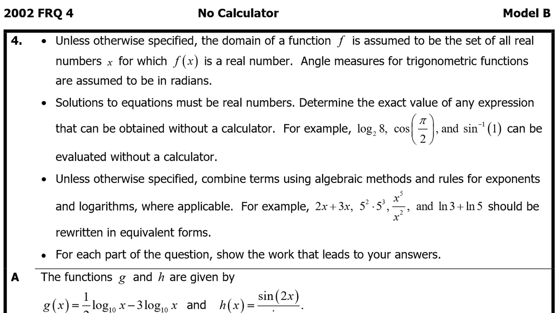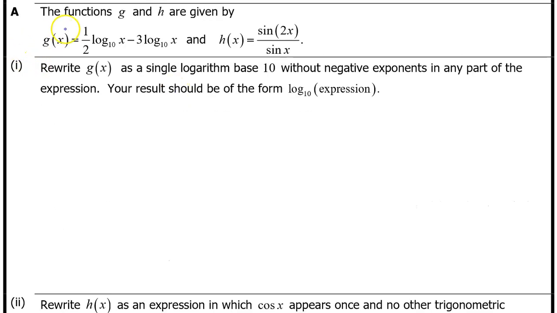Pause the screen to read these general instructions. Part A. The functions g and h are given by this expression and this expression. A Part 1. Rewrite g of x as a single logarithm base 10 without negative exponents in any part of the expression. Your result should be of the form log base 10 of expression.